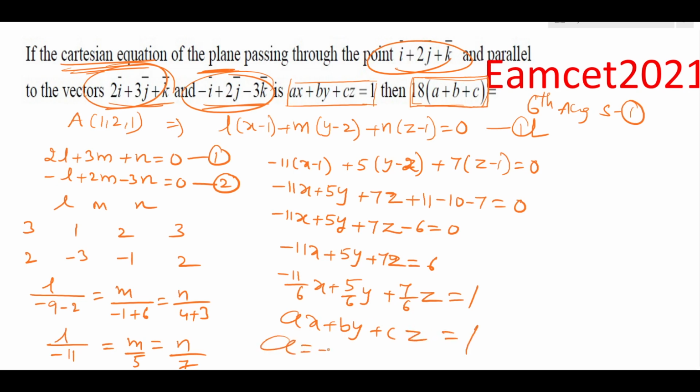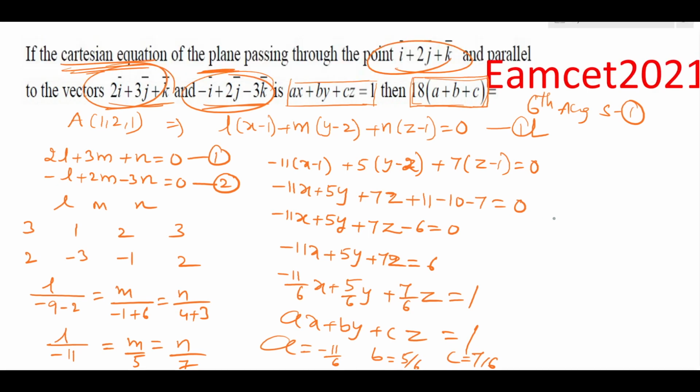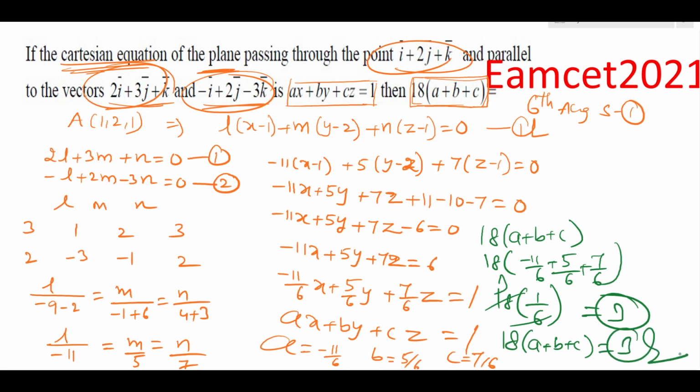From this, a value is minus 11 by 6, b value 5 by 6, c value 7 by 6. Now we find the value of 18 into a plus b plus c, that is equal to 18 into minus 11 by 6 plus 5 by 6 plus 7 by 6. That is 18 into 5 plus 7, 12, 12 minus 11, this is 1 by 6. 6 three times, cancelled, that is equal to 3. So the value of 18 into a plus b plus c is equal to 3. And this is the required answer.